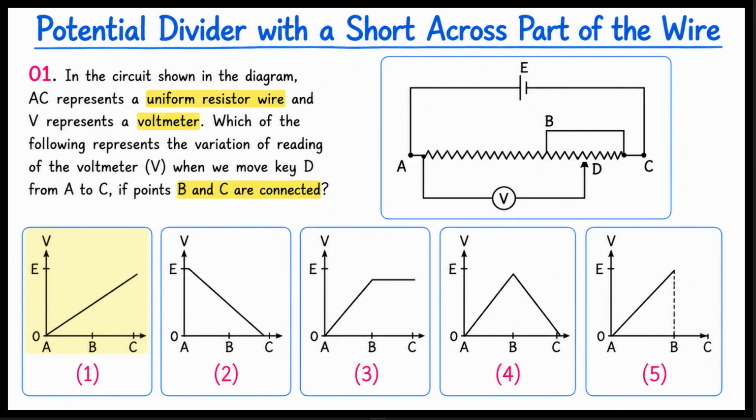The question asks, how does the voltmeter reading V vary as the slider moves? Which of the 5 graphs on screen is the right shape? Before I show you the answer, take a moment to predict it.